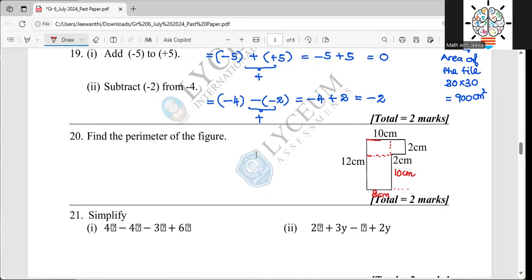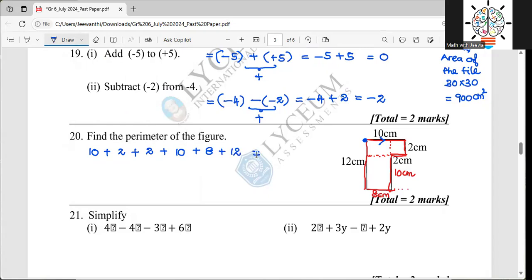10 I have, then I have this side, I have this side, right? Then I have this side and this one and this one. I have all the sides. So then what I do to find the perimeter, I add everything together starting from one point, let's say this point, and I move along this side. So then I add 10 centimeter, then 2, then 2, then 10 plus 8 plus 12 plus 12.